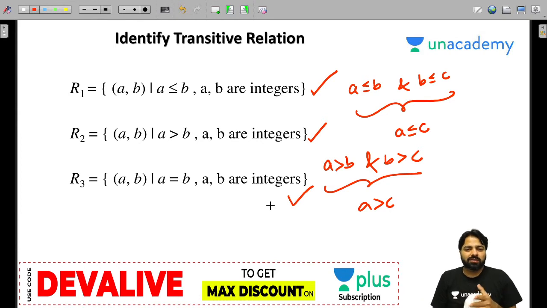Yeah, all. Look at how did I check? I didn't look at elements, I looked at properties, conditions.